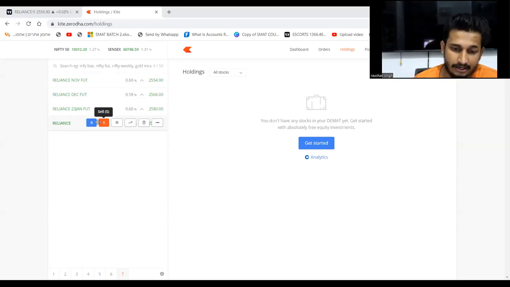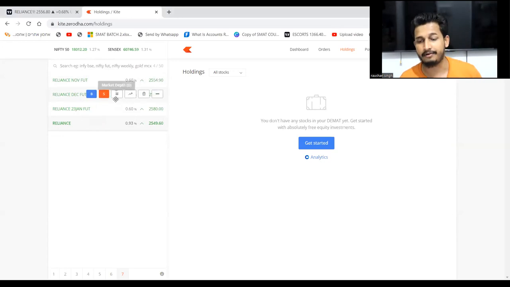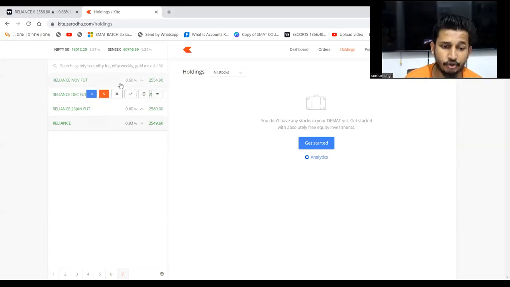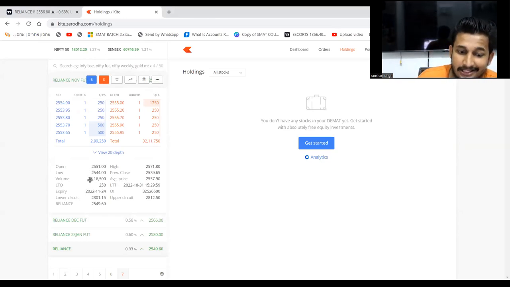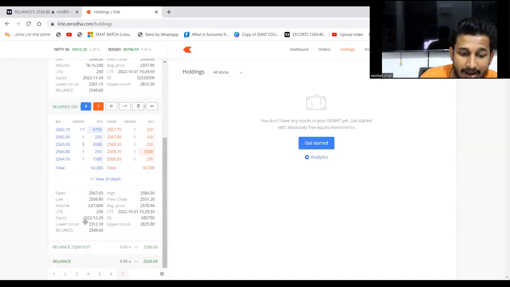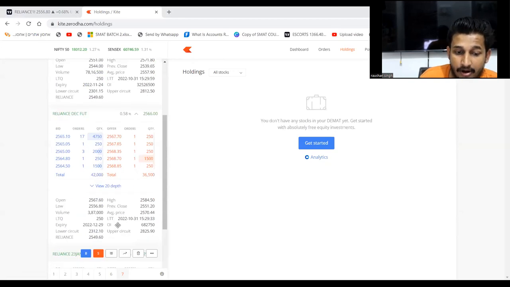There will always be 3 month contracts available. Which one should you choose? If you look at the volume, in the Reliance November future it is 78 lakh, in December you have 3 lakh, and in January you have almost 36,000. So which future month contract will you trade: December, January, or November?